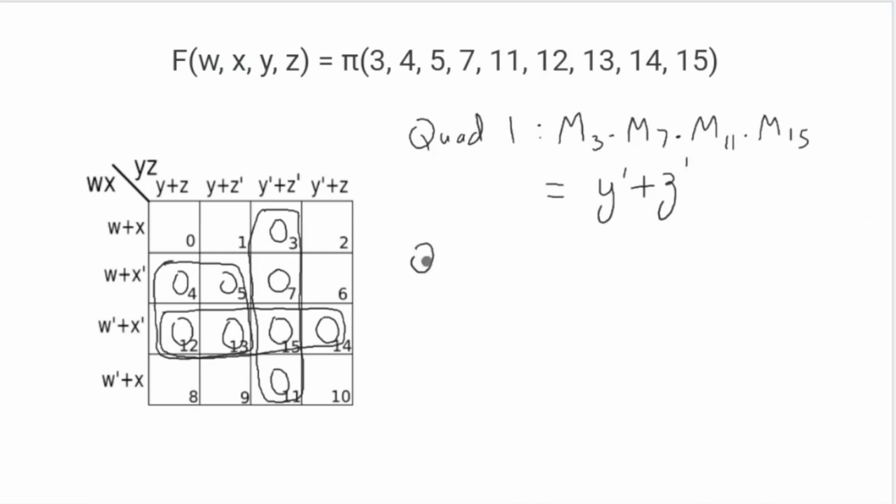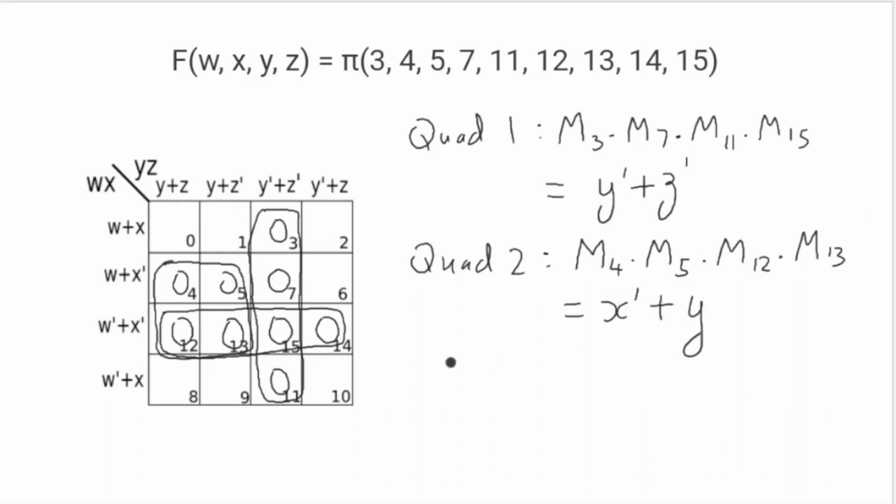Let's move on to our second quad, which is this one. So that will be identified by M4 dot M5 dot M12 dot M13. And let's see the reduction. W is changing the state, x's complement is same, so we'll take x complement. And on top, y is same, z is changing, so we'll take y.